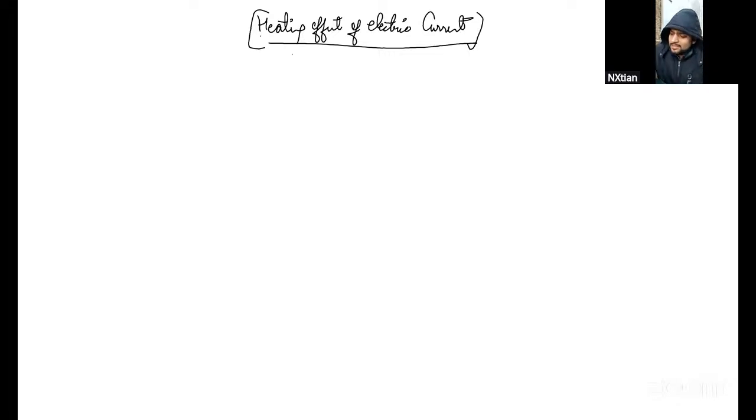Oh, resistivity, no? Is there no resistivity topic? Okay, no resistivity topic. Perfect, perfect. Yeah, that's correct. Sorry for that.